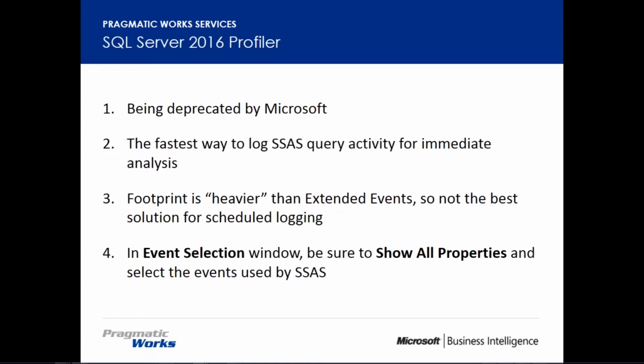In the event selection window, keep in mind that Profiler comes with what I think of as templates. If you select to profile an Analysis Services instance, it will pre-select the events that are applicable to Analysis Services. The thing is, it doesn't select them all, and it leaves some key events out, and it includes some events which just muddy up the waters. So you need to get to that event selection. We will do that together. We'll go to all properties and pick things that are useful to us.